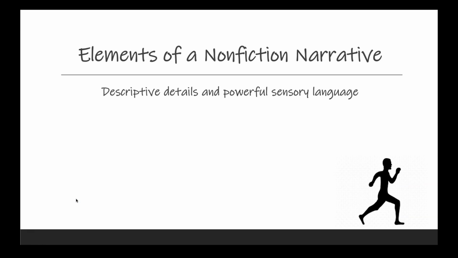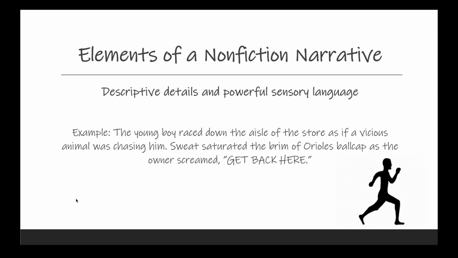Now, descriptive details and powerful sensory language, something that you're probably familiar with, but I think it's very important, which is why we're focusing on it. So with descriptive details and powerful sensory language, I have an example for you, okay? Because what we're trying to do is paint a picture for the reader. So the young boy raced down the aisle of the store as if a vicious animal was chasing him. Sweat saturated the brim of his Orioles ball cap as the owner screamed, "Get back here!"